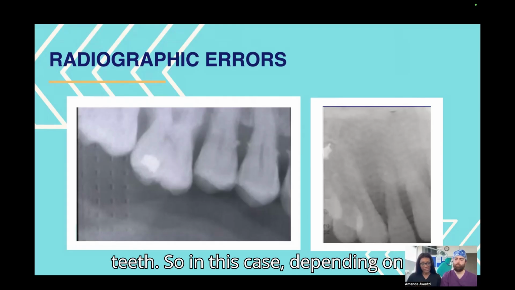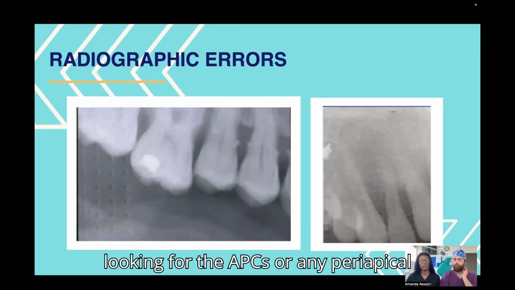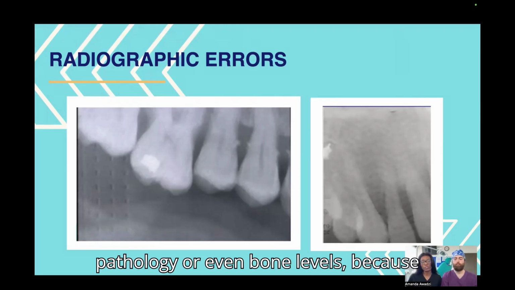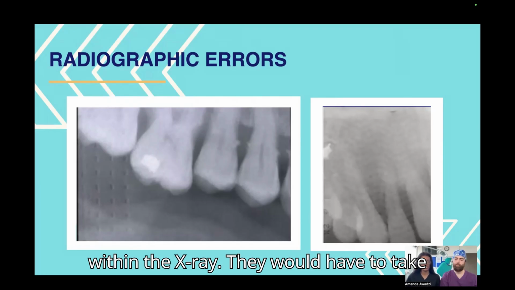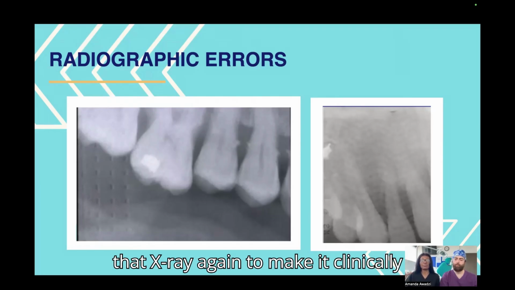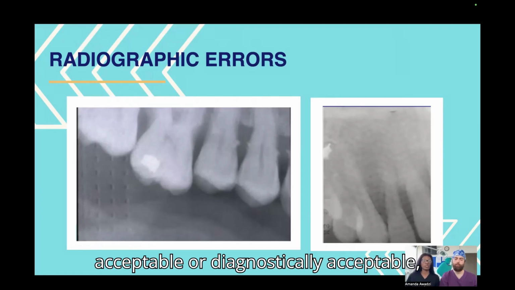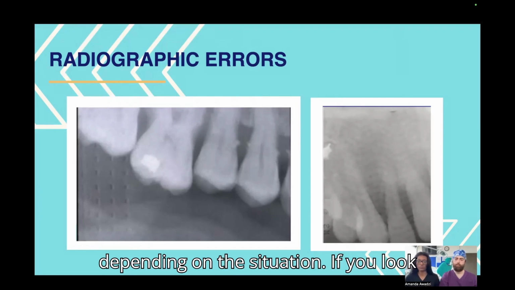So in this case, depending on what they're looking for, they were looking for the apices or any periapical pathology, or even bone levels, because you can see that the bone has depreciated within the X-ray. They would have to take that X-ray again to make it clinically acceptable or diagnostically acceptable, depending on the situation.